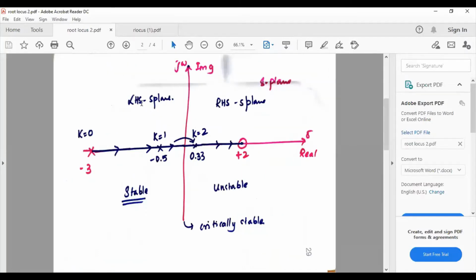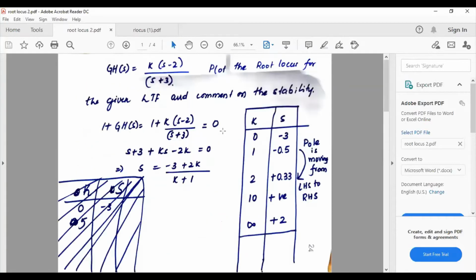We already know that if the pole lies in the left half of S plane, it is stable, and if it lies in the right half of S plane, it is unstable, and if it lies on the imaginary axis, it is critically stable. So increase in gain is making the system go from stable to unstable. This is what we have to understand from this given example.